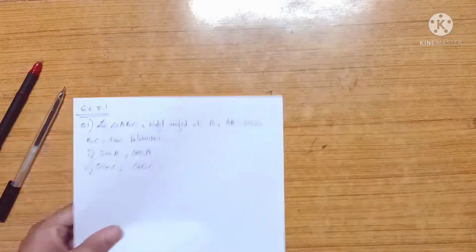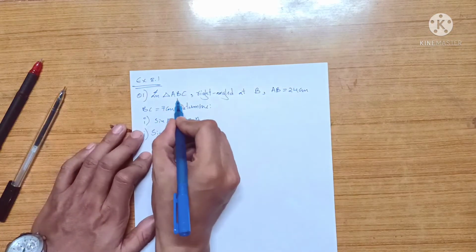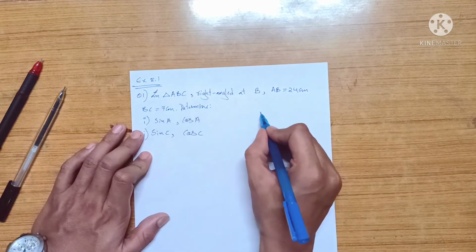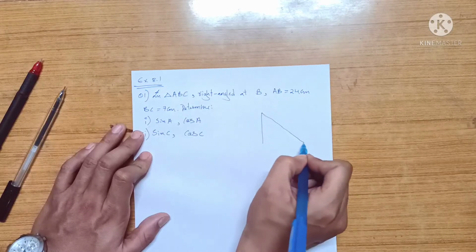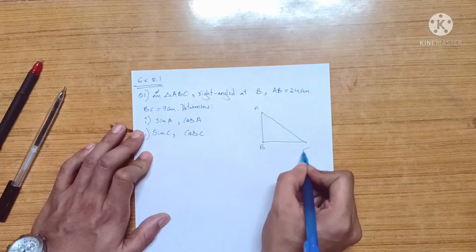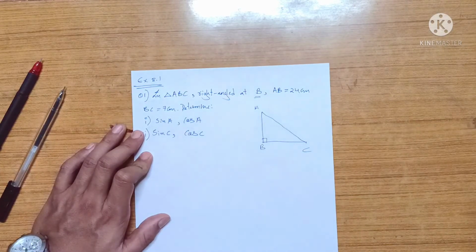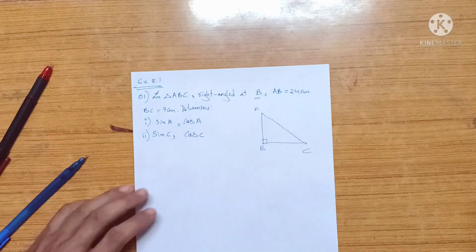So let's try it out. 8.1. Let's read the question. Don't worry, you'll understand easily. In triangle ABC, right angled at B. So we have a triangle ABC, and I drew B as the right angle because they're saying right angled at B, right?